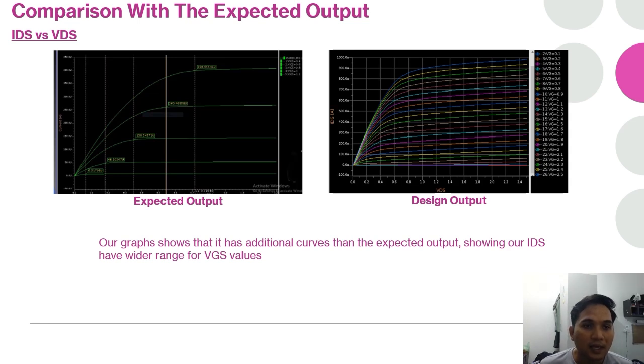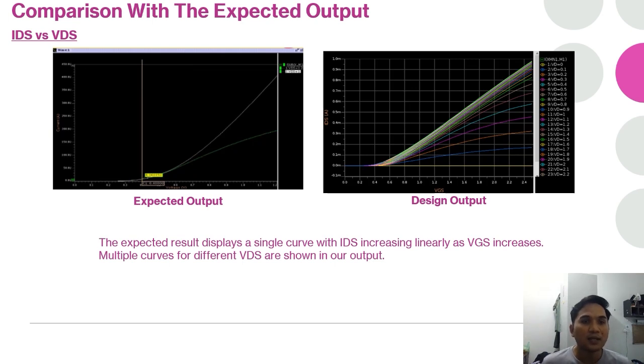Based on this IDS versus VDS, from the left, it is the expected output, and at the right is our design output. Our graph shows that our output has more additional curves than the expected output, showing our IDS have wider range for VGS values.